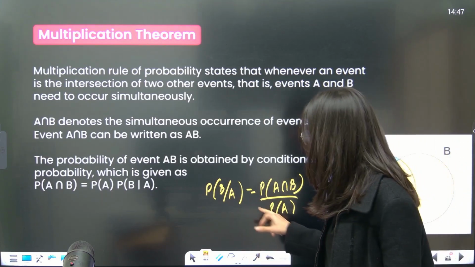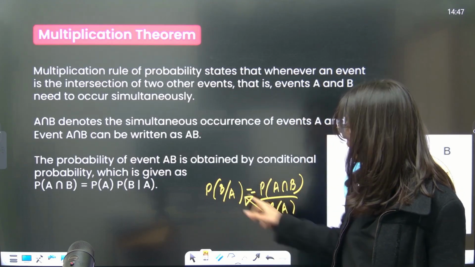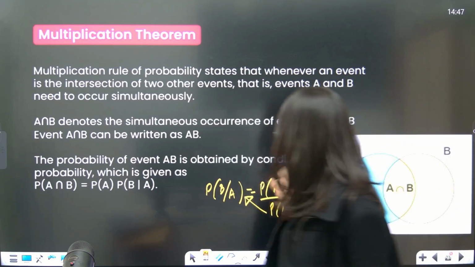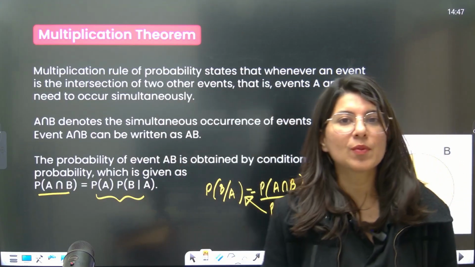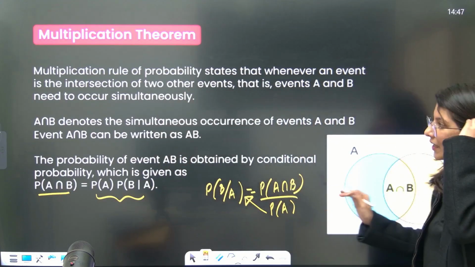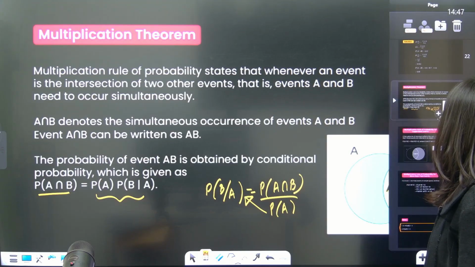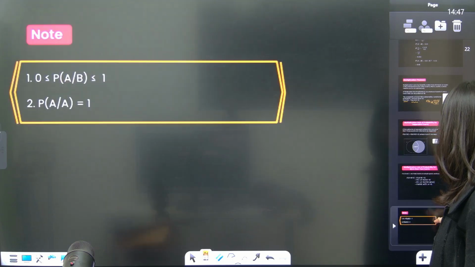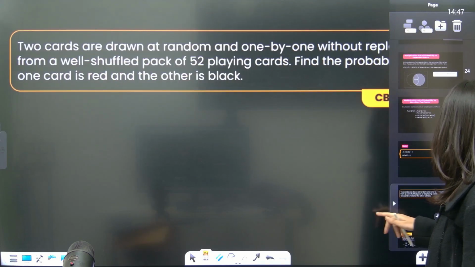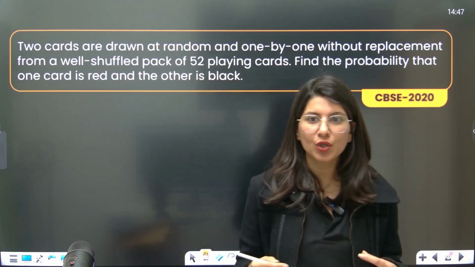Multiplication theorem suggests that you just multiply this denominator to the left hand side, so that you get probability of A intersection B is probability of A multiplied by probability of B given A. So this is the multiplication theorem, but how to apply it is something very, very important. So let us do a couple of problems on multiplication theorem to get the hang of it.